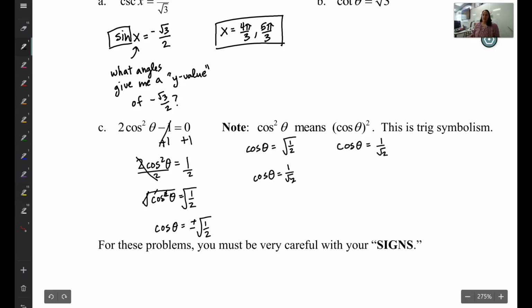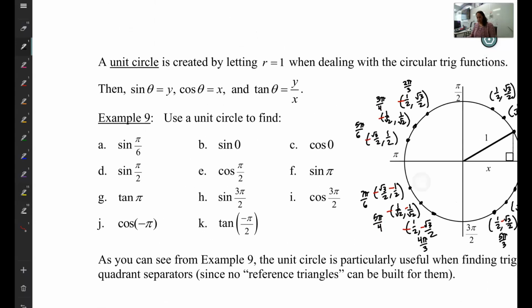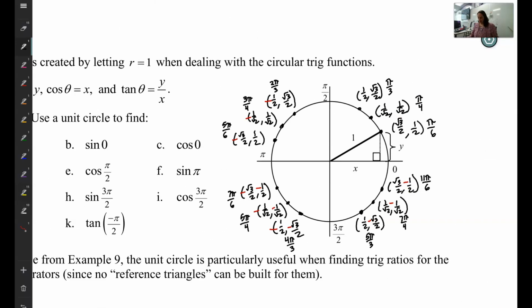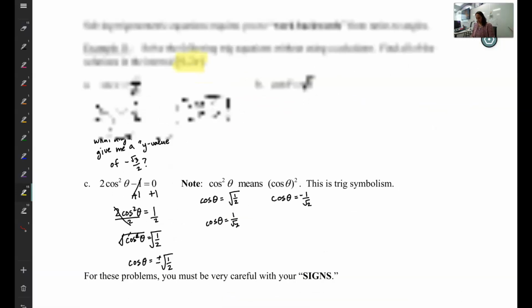And then I'm going to think the same thing. What angles have an x value, because this is cosine, of positive or -1 over root 2? So I want positive 1 over root 2 would be these ones. Negative 1 over root 2 would be those ones. So I've got 4 answers to this one. I've got pi/4, 3pi/4, 5pi/4, and 7pi/4. And I will list all of them.